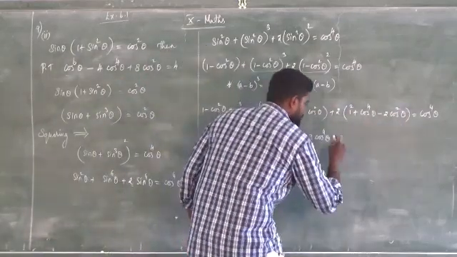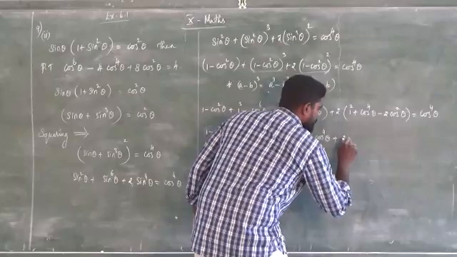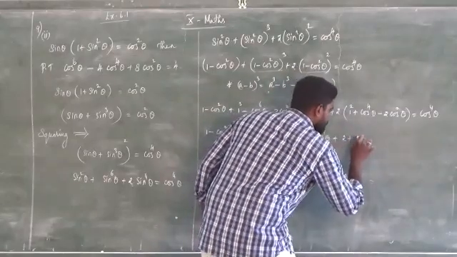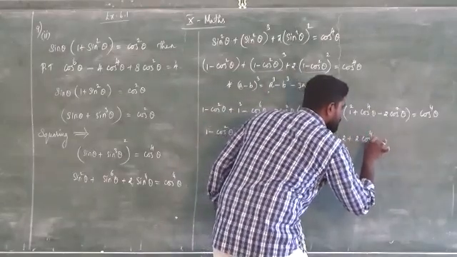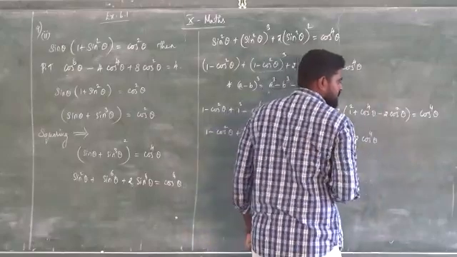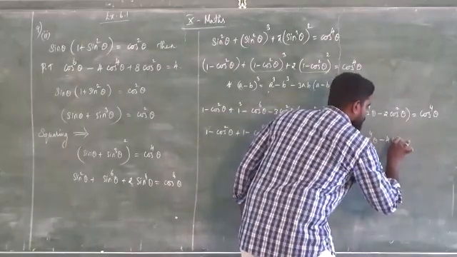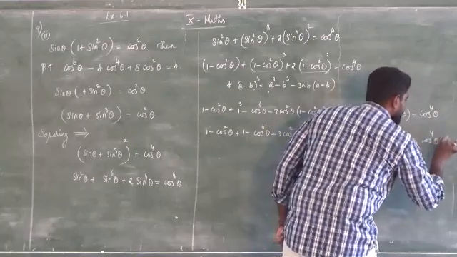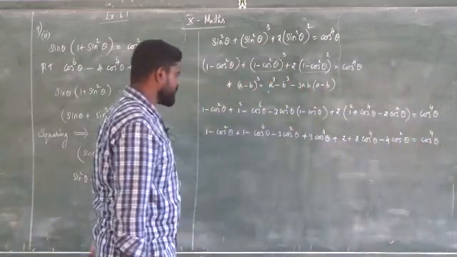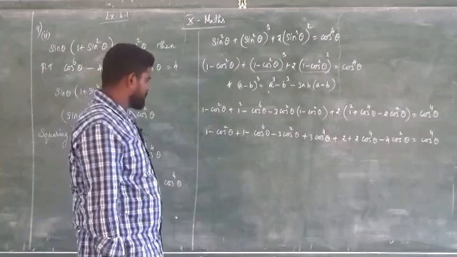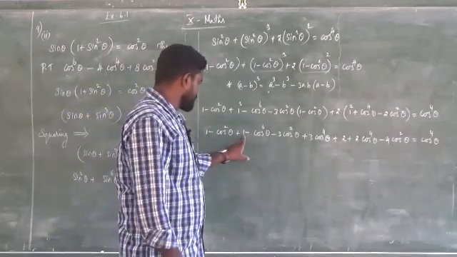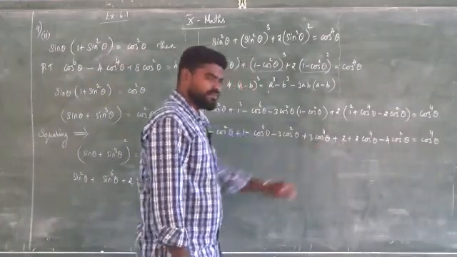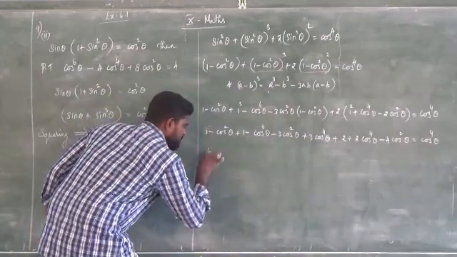Next multiply by 2: 2 plus 2 into 1, it is 2, into cos power 4, so 2 cos power 4 theta, 2 into minus 2 cos square, so minus 4 cos square theta, is equal to cos power 4 theta. Now add all the numbers: 1 here, 1, 2, so 2 plus 2, 4, so the number is 4.